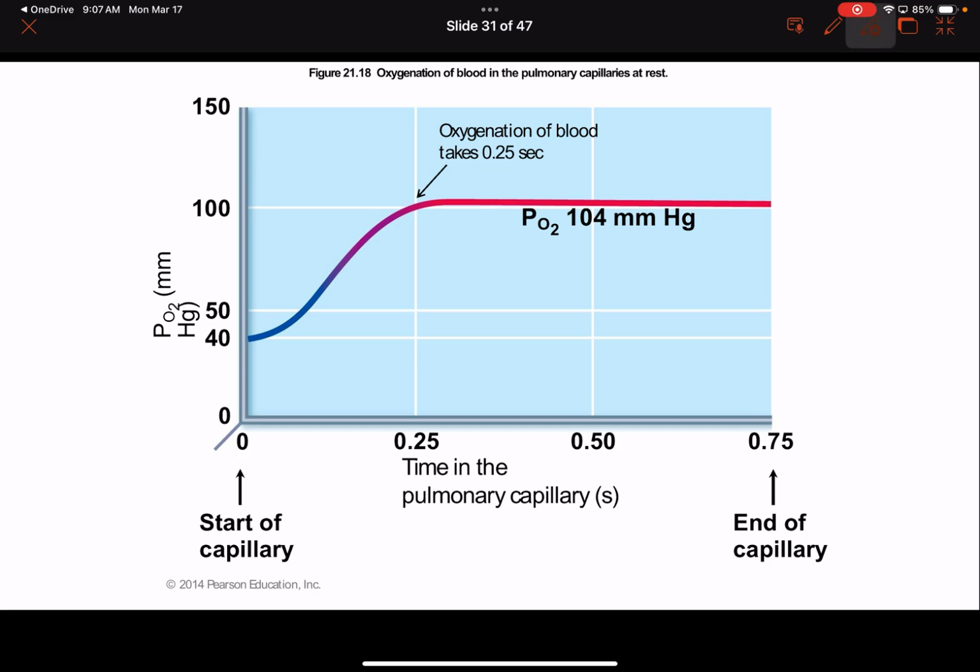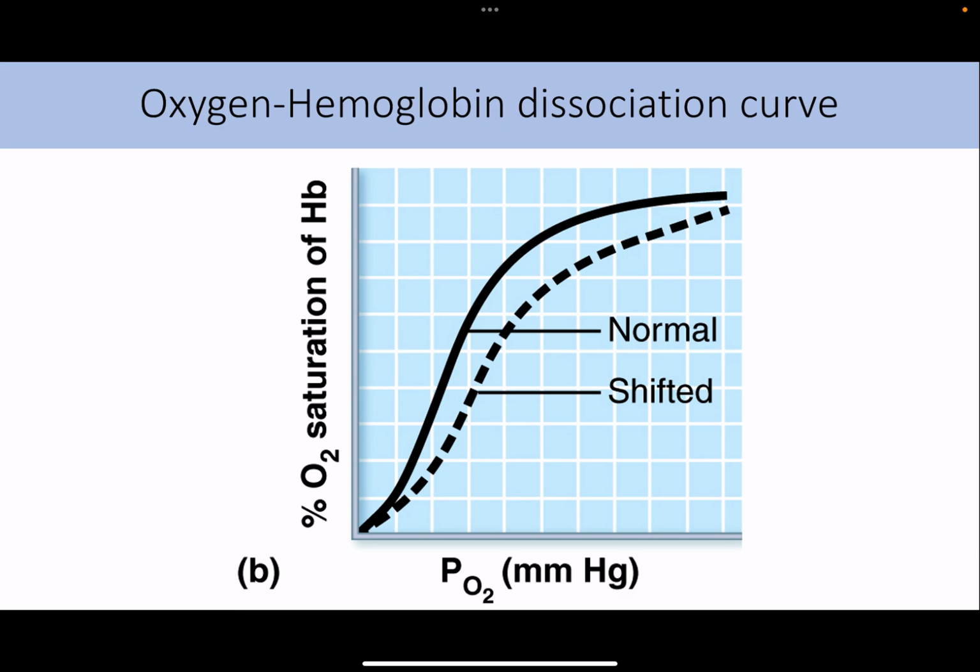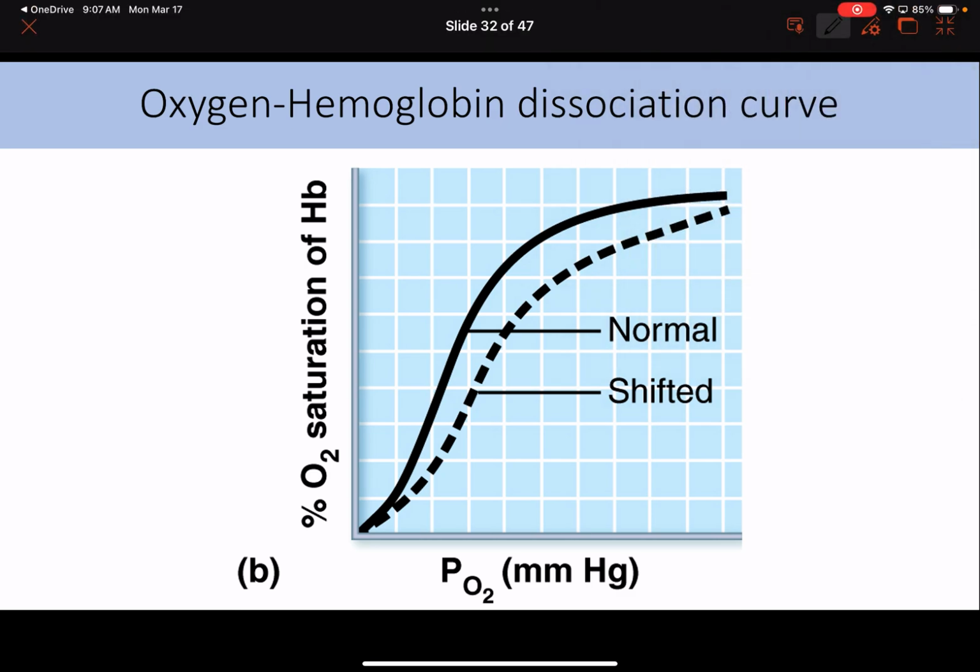And again, when we're doing vigorous exercise, we could get as low as 15, and we need that extra time to get to our 104 equilibrium, which is going to mean 100 millimeters of mercury in the pulmonary veins and systemic arteries. And this is just an image from your book showing you the Bohr effect shifts that curve to the right.